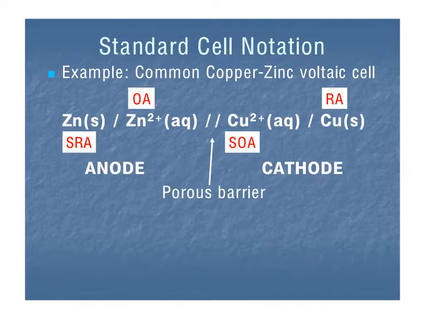Let's look at a specific cell notation using our copper-zinc voltaic cell. Again, on the left of our double line is our anode. Here in this case is our zinc solid and our zinc ion. And on the right hand side of the double line is our cathode, in this case our copper with our copper ion. Our double line represents our porous barrier. It could be either a salt bridge, a porous cup, or a wet filter paper.